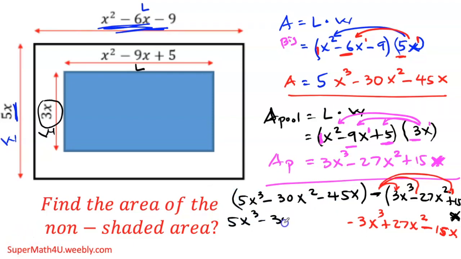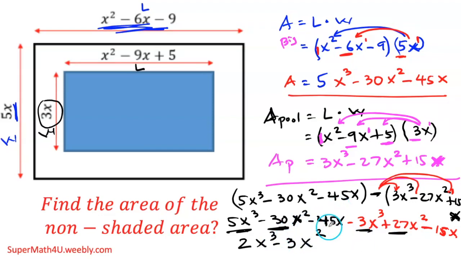5x cubed minus 30x squared minus 45x. All right. Once I got rid of the parentheses, it's just a matter of combining like terms. So my final answer is going to be 5x cubed minus 3x cubed, that's going to give me 2x cubed. Negative 30x squared plus 27x squared, I'm combining like terms. Negative 30 plus 27 gives me negative 3, and I keep the same variable, same exponent.